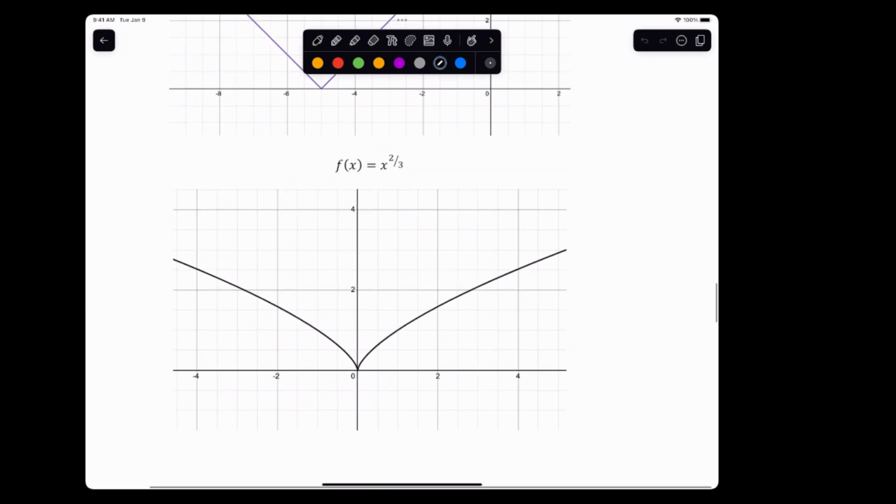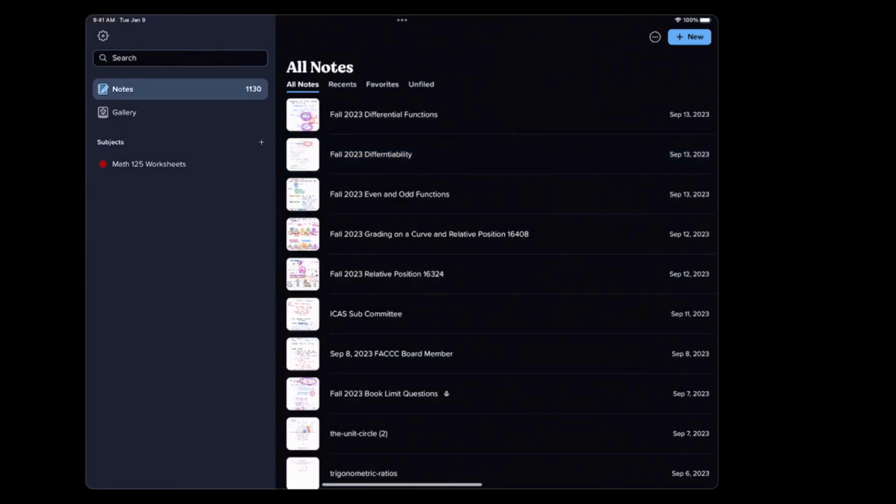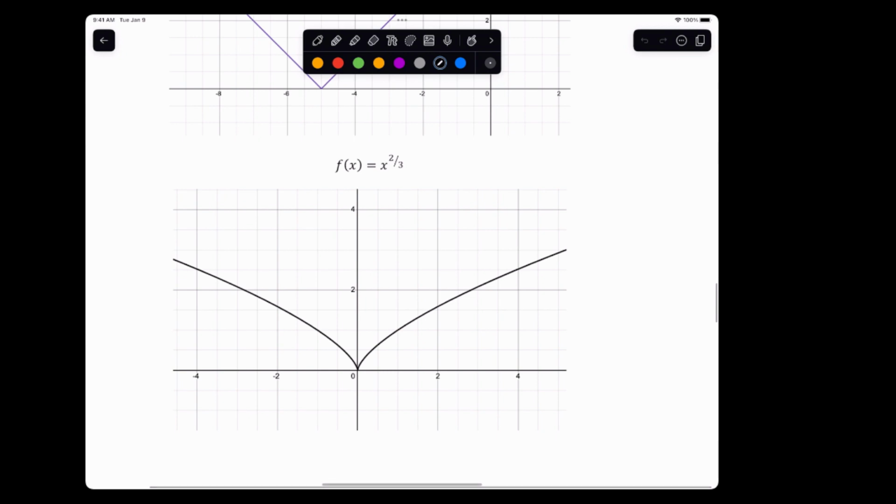So anyway, like I said, I'm going to adjust things in a way that makes some sense.